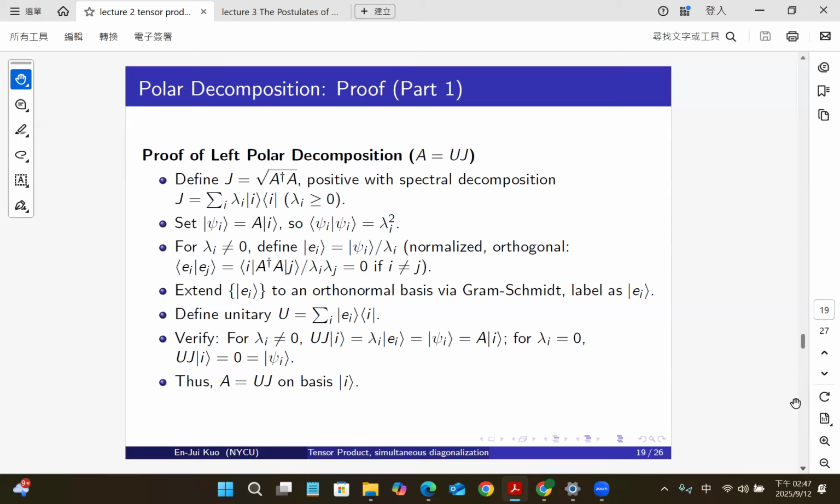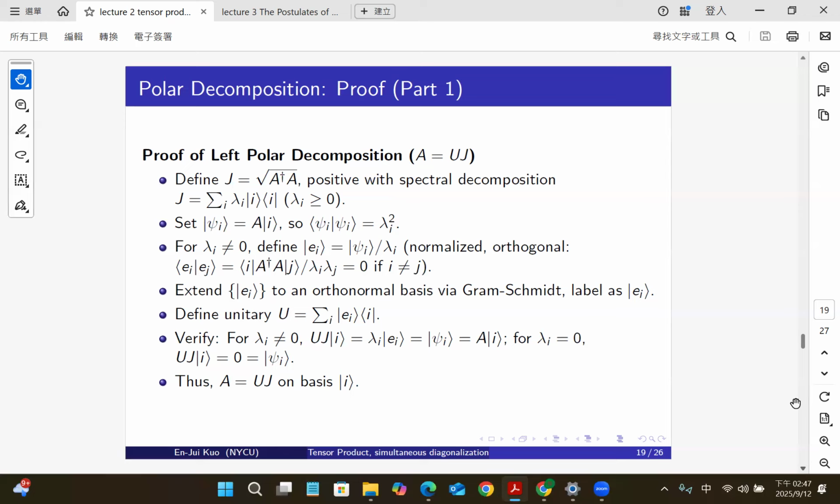Okay, so J is a positive semi-definite matrix, right? So you can use a spectral decomposition of J. So you can write J as the sum over i of lambda i, times the projector onto i, and the i are orthogonal. So we just define psi i to be A times i. And the norm of psi i will be lambda i.